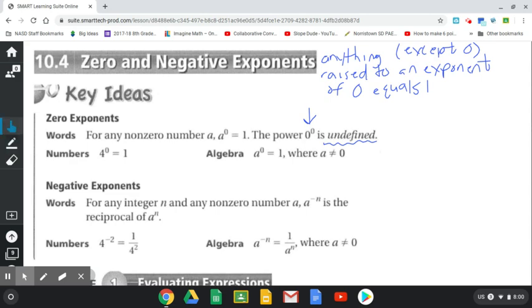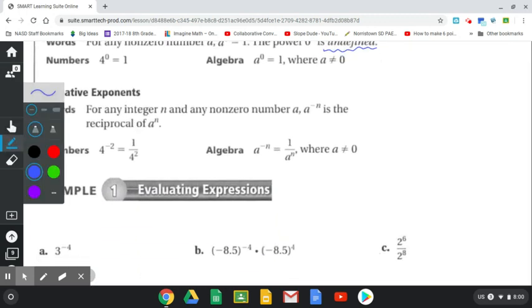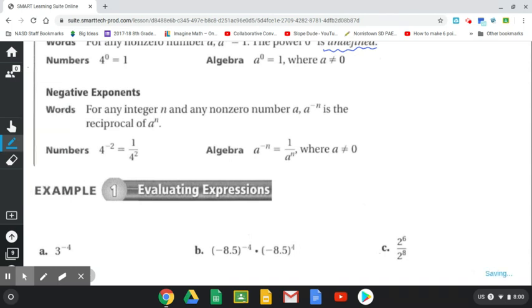The next rule we're going to talk about is when you have a negative exponent. So for any integer n and any non-zero number a, a to the negative n is the reciprocal of a to the n. So if we have 4 to the negative 2, we're actually going to flip that over to put 4 to the positive 2 on the bottom.